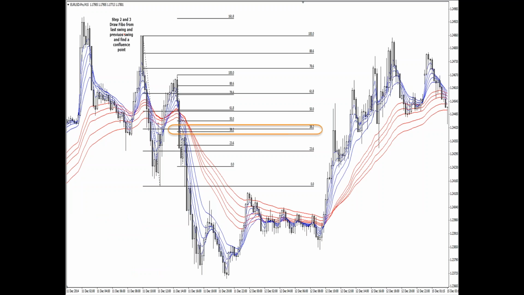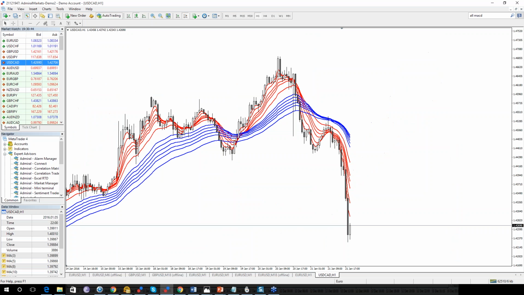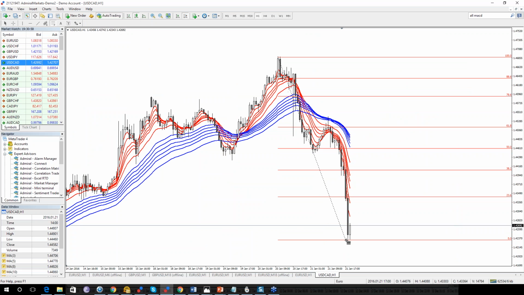From last swing and previous swing, find a confluence point. So now we use double Fibonacci confluence with Gappys. Here you can see that price has crossed here, so we just need to define double Fibonacci confluence. The two most obvious swing points are these ones.